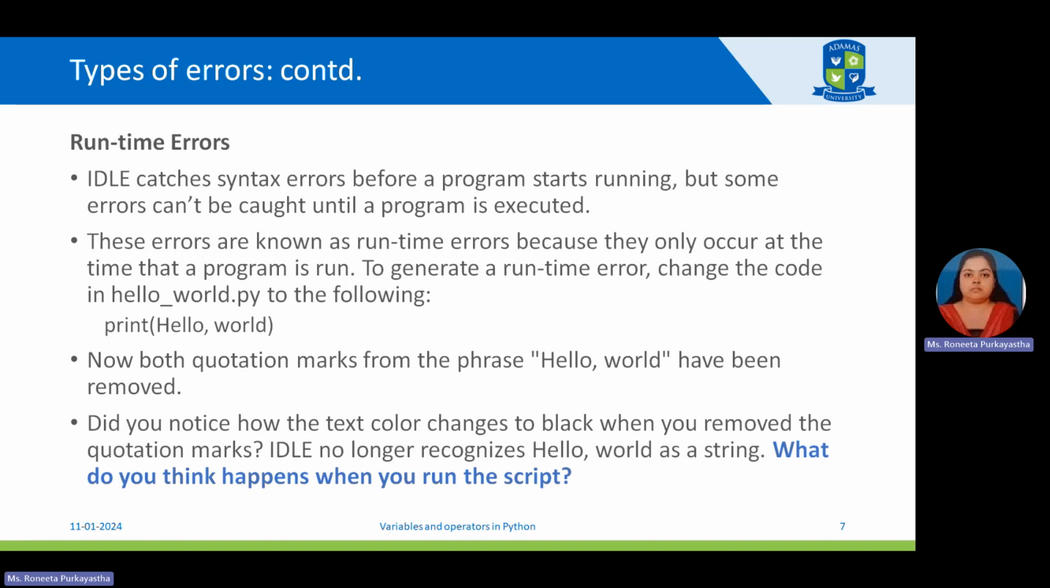So what can be an example of a runtime error? If you write the instruction print hello world without any quotation marks, then it doesn't interpret it as a string, but rather as a variable. So we will see what is meant by variable here. Okay, so let us demonstrate this first.